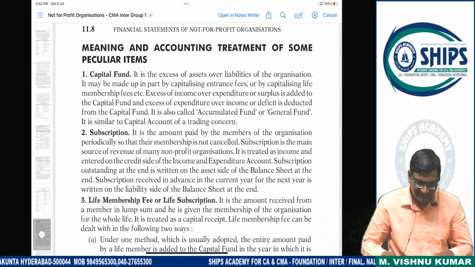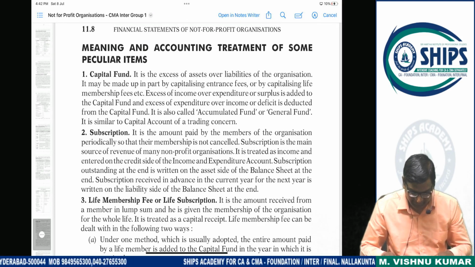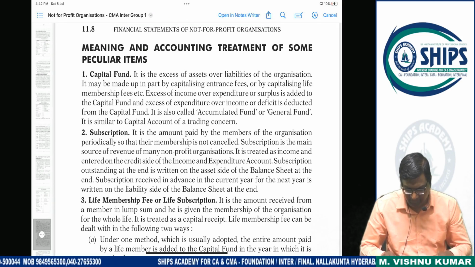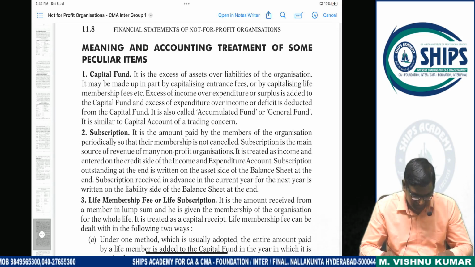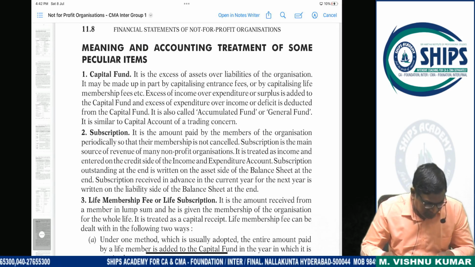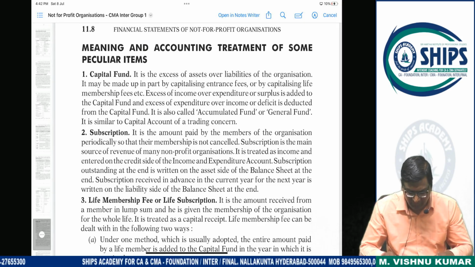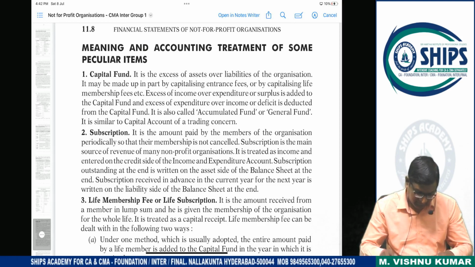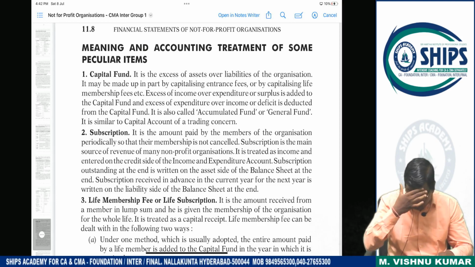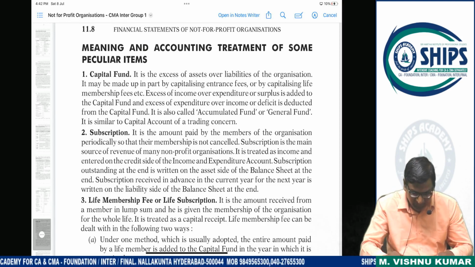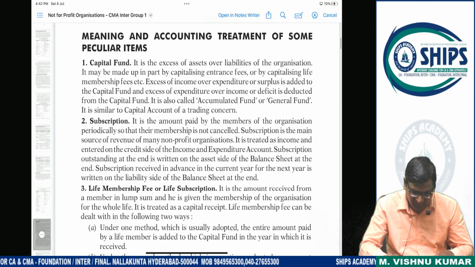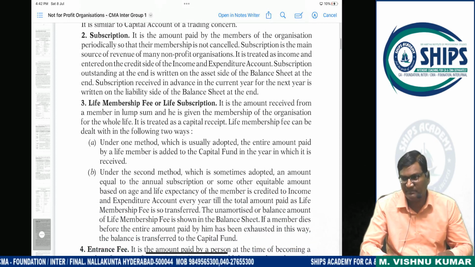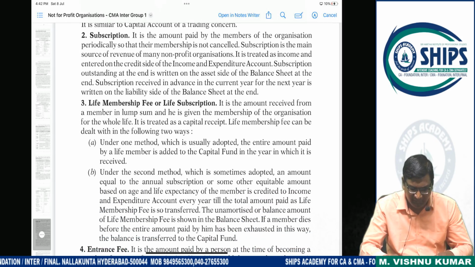Now the capital fund is the excess of assets over liabilities. When we prepare the closing balance sheet, if the capital fund is not given, we have to prepare the opening balance sheet, and first the capital fund is ascertained. Opening assets minus opening liabilities, the capital fund will come. Sometimes the capital fund is also called the general fund or accumulated fund.